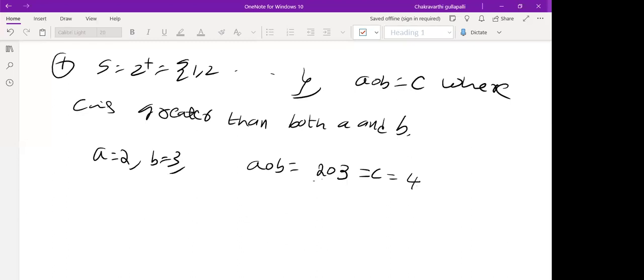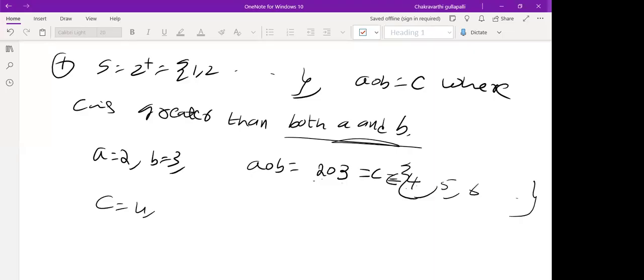4 is greater than 2, 4 is greater than 3. It should be greater than both. So 4 is included. Next, 5 is included. 5 is also greater than both 2 and 3. 6 is too. How many values are there for C? C belongs to this set. What are the outputs of C? 4, 5, 6, any one. C belongs to this set of all of those, any one of them. So C can be 4, C can be 5.